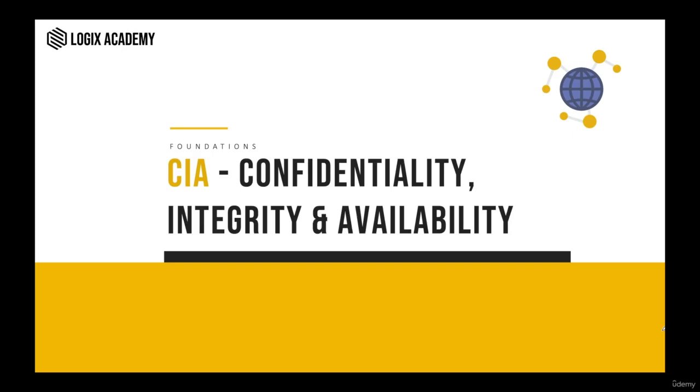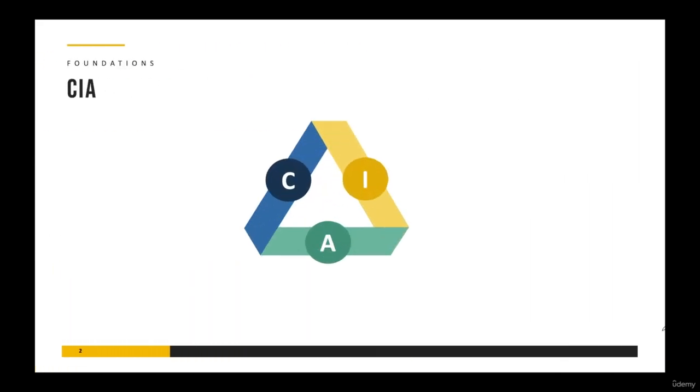We are going to start with the CIA Triad, which stands for confidentiality, integrity, and availability. The CIA Triad is used in every single domain of cybersecurity, and you must be perfectly clear about each of the components. Let's have a detailed look at the components of the CIA Triad.